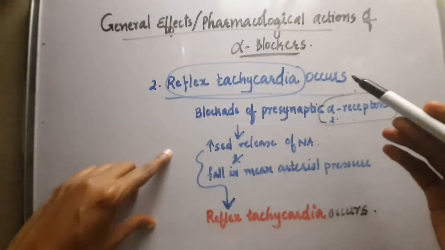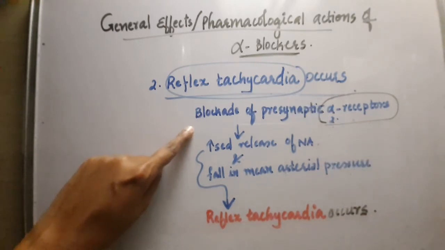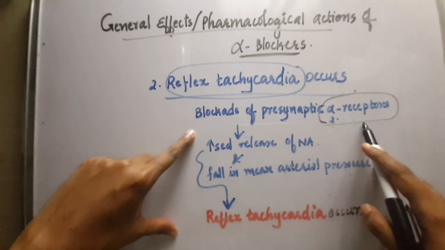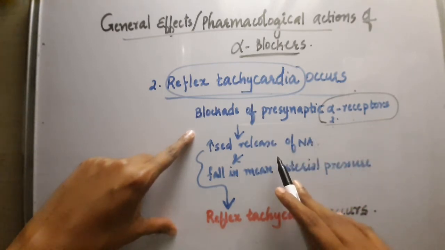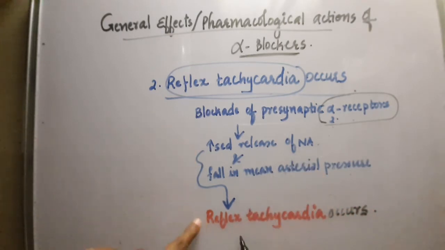The next pharmacological action of alpha blockers is reflex tachycardia. These alpha blockers cause blockade of presynaptic alpha-2 receptors, which causes increased release of noradrenaline and fall in mean arterial pressure. This leads to reflex tachycardia. So what do you know about reflex tachycardia? Reflex tachycardia means a rapid heartbeat in order to raise decreased blood pressure. So that process is termed as reflex tachycardia. Now let us move on to the next pharmacological action of alpha blockers.